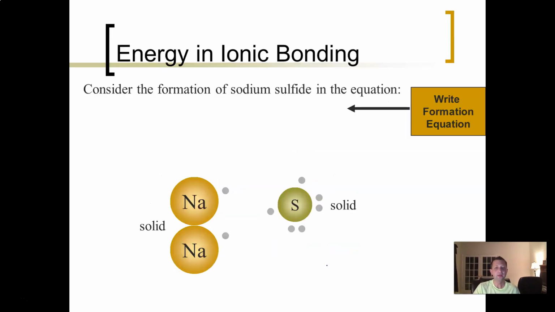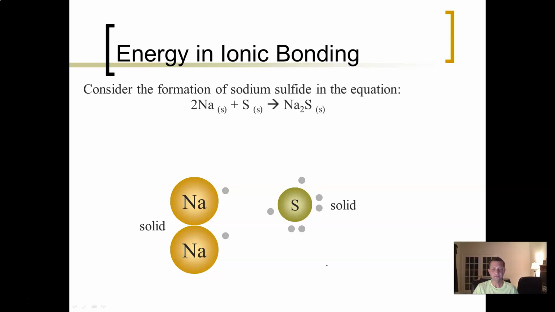Okay. So let's use this to complete the Born-Haber cycle. So here we go. We're going to do the Born-Haber cycle for sodium sulfide. So consider the formation of sodium sulfide in the equation below. So let's write the formation equation in. You can pause it and write it. It's going to look like this. 2Na solid plus sulfur solid yields Na2S solid. Okay? That is our formation equation.